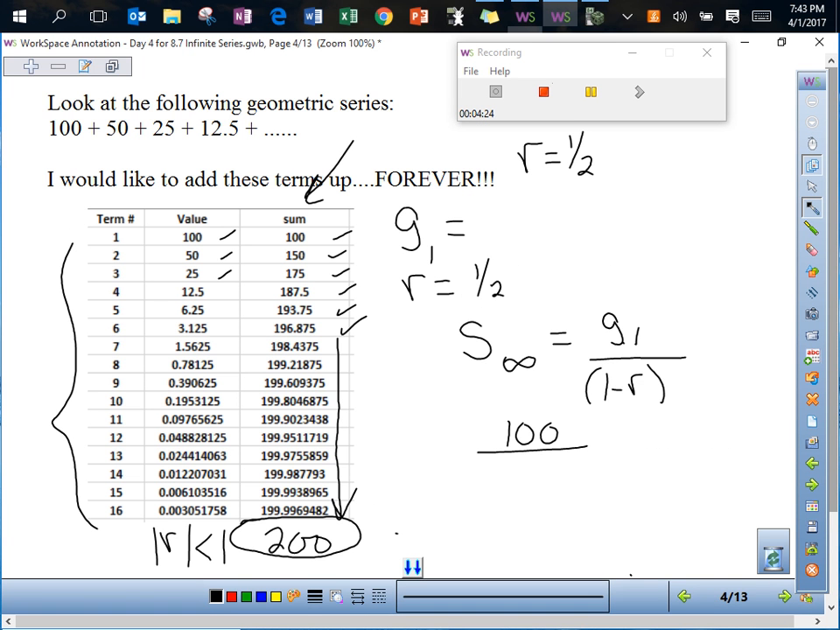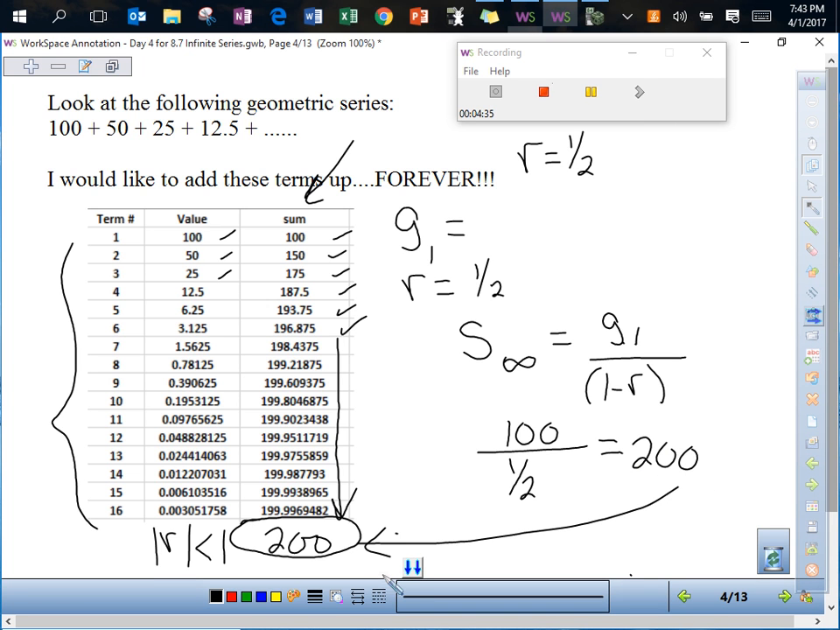And I'm back. My R value is 1/2, so I got 100 over 1/2. If you run that through your brain or your calculator, I'm going to get 200. Notice that's where I was going. So I can say this, the sum, as we sum this up to infinity, is going to be 200. Sometimes we'll say the limit as we approach infinity is going to be that sum. But I'll use S sub infinity the most.